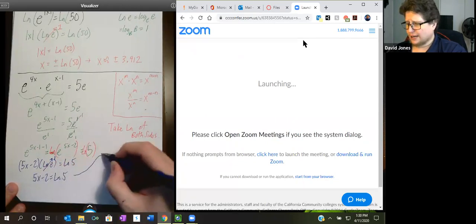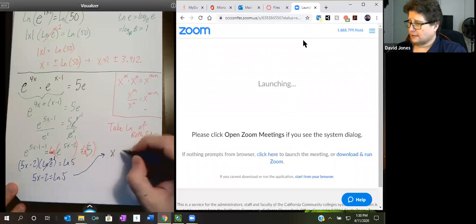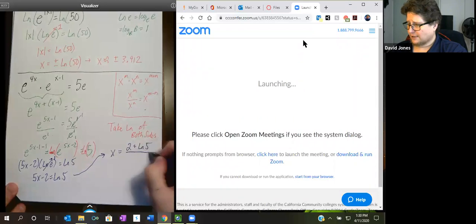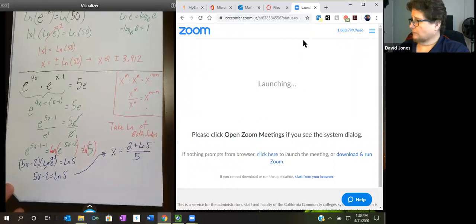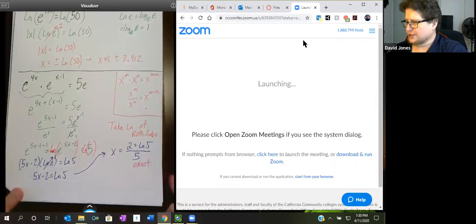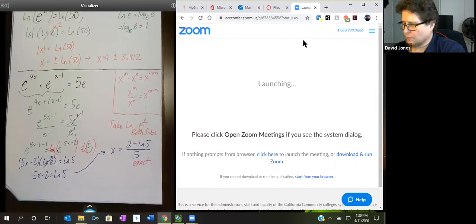When you solve for x, it's 2 plus the natural log of 5, divided by 5. And this is, of course, the exact answer. It's always good to show the exact answer, especially on a test or when you're doing work, because then someone can always verify it. The next step is a very common way to make mistakes: calculator errors.